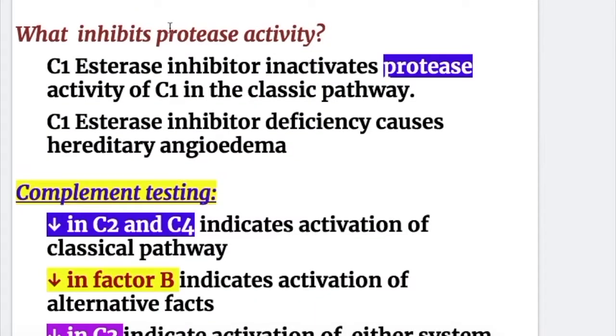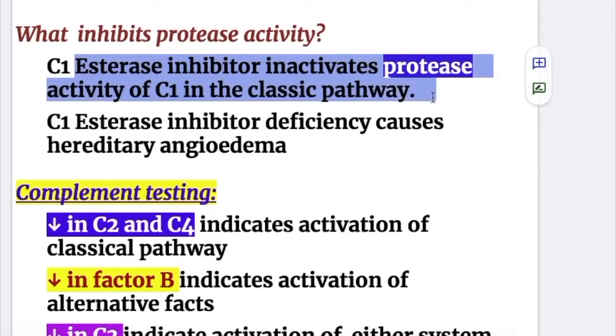Now these enzymes, as I already told, have protease activity. So what substance inhibits protease activity? C1 esterase inhibitor inactivates the protease activity of C1 in the classical pathway, and C1 esterase inhibitor deficiency causes hereditary angioedema.